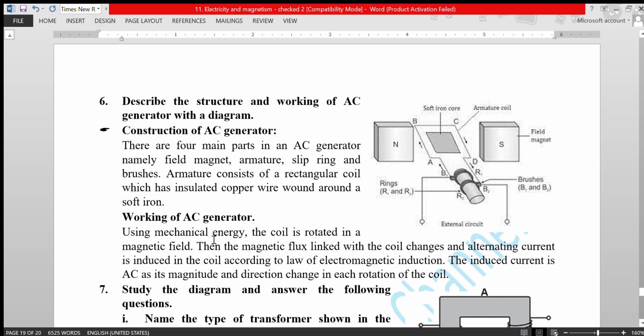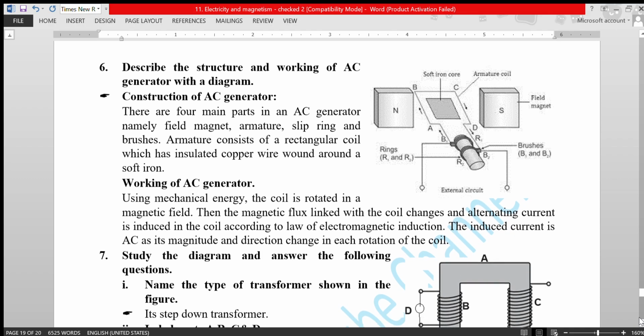Working of AC generator. Using mechanical energy, the coil is rotated in a magnetic field. Then the magnetic flux linked with the coil changes and the alternating current is induced in the coil according to law of electromagnetic induction. This induced current is AC as its direction changes in each rotation of the coil.